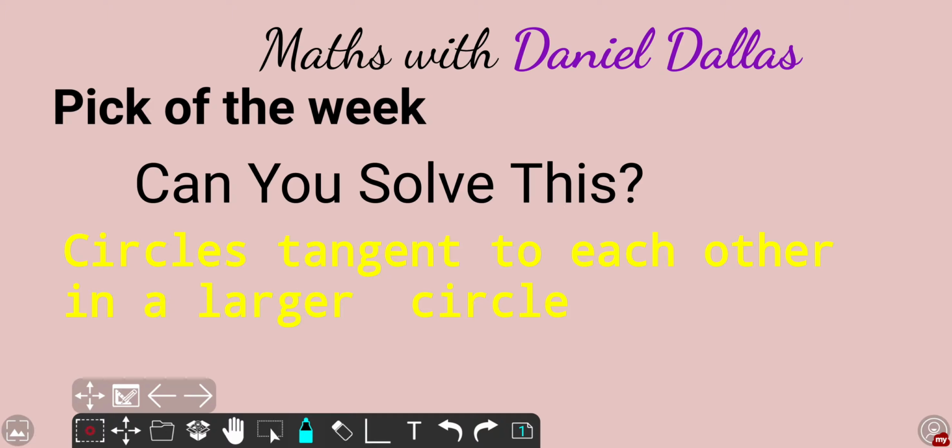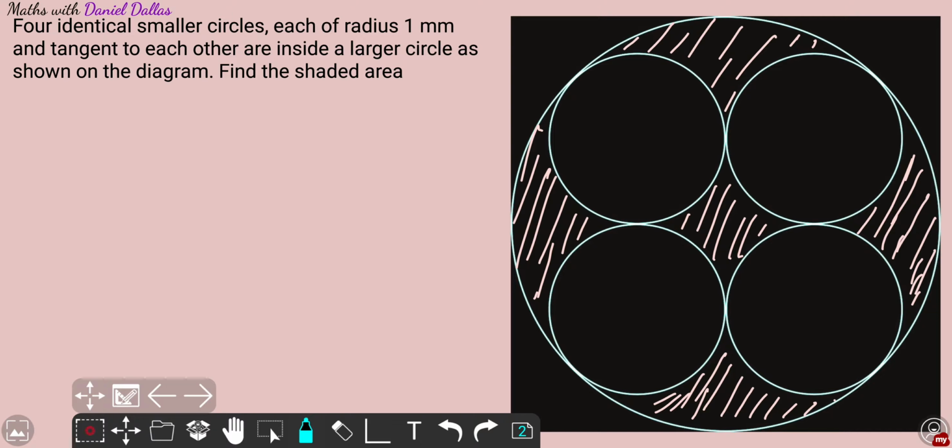Today I selected a special video dedicated to circles which are tangent to each other and are in a large circle. So here is the picture: four smaller identical circles, each of radius 1 millimeter, are tangent to each other at the points where they're touching, and they're inside a large circle. So here is the big one. You need to find the shaded area that I shade with a pink color, pink stripes.